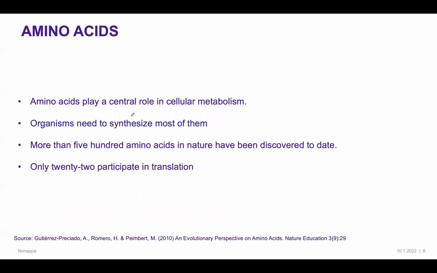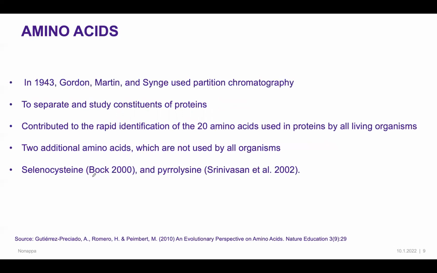Amino acids play a central role in cellular metabolism. All organisms need to synthesize a majority of them. More than 500 amino acids in nature have been discovered to date. There are different derivatives of amino acids, but only 22 of them participate in translation, that is protein biosynthesis.